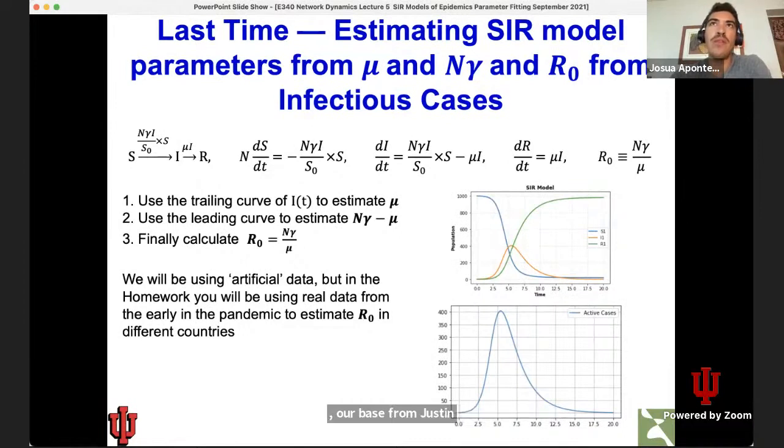So in the previous part of the class, we were estimating all of these important indicators of the epidemic from prior knowledge of what the parameters are. But again, in reality, we do not know what the parameters are, and then we need to somehow estimate them from the data. Okay.